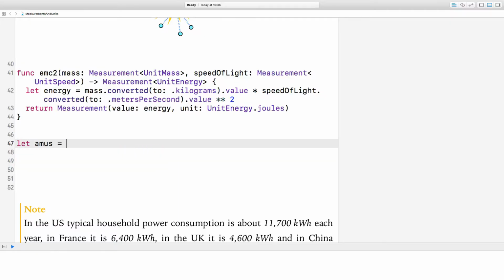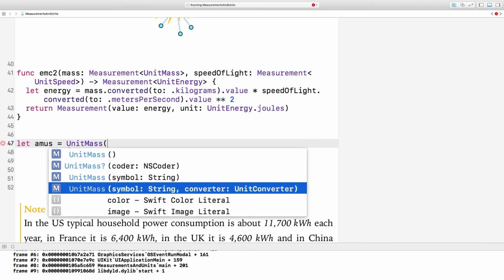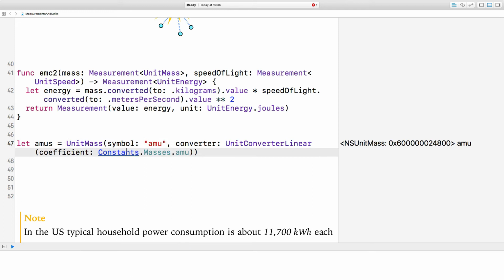These are pretty much the mass of a proton or a neutron. I'm going to create a new unit to represent this inside my code. I'm going to create a new unit called AMUs, and it's going to be from the unit mass dimension. A unit has a symbol and a converter, and the converter is used to go from your new unit type back to the base unit associated with this dimension. In this case, we're talking mass, so the base unit is kilograms.